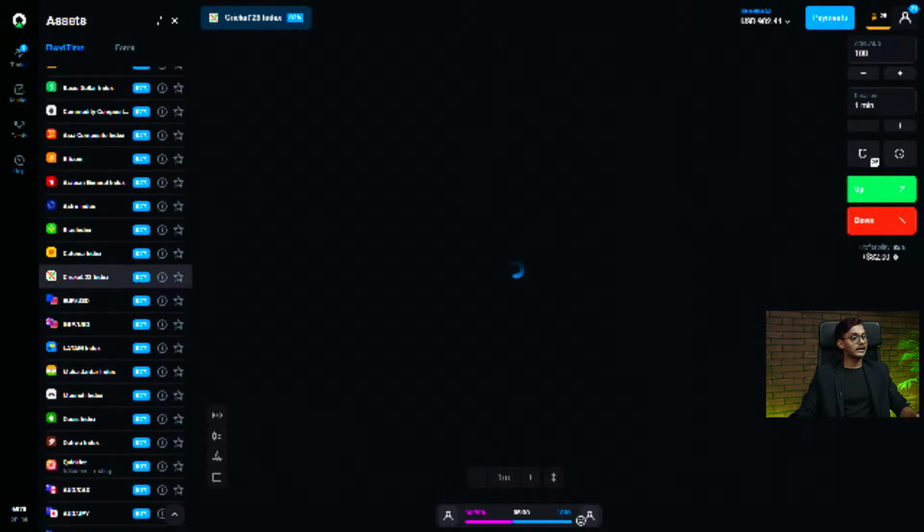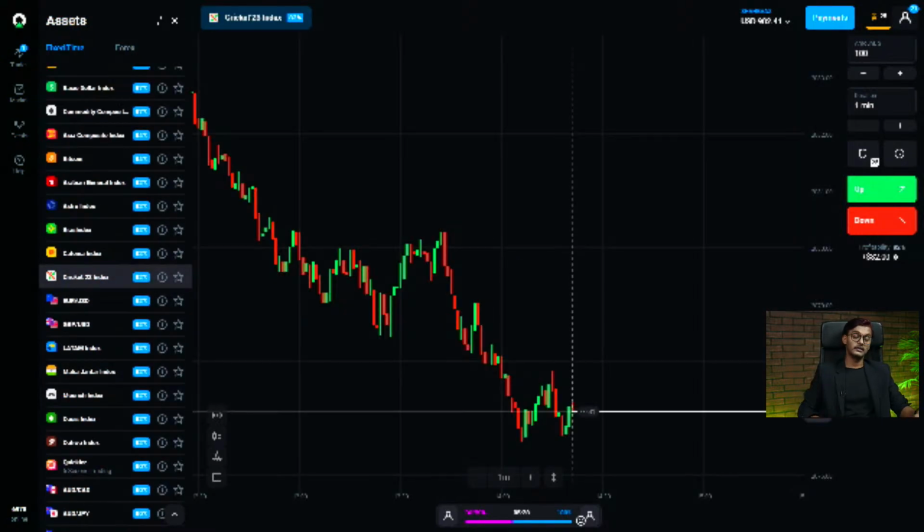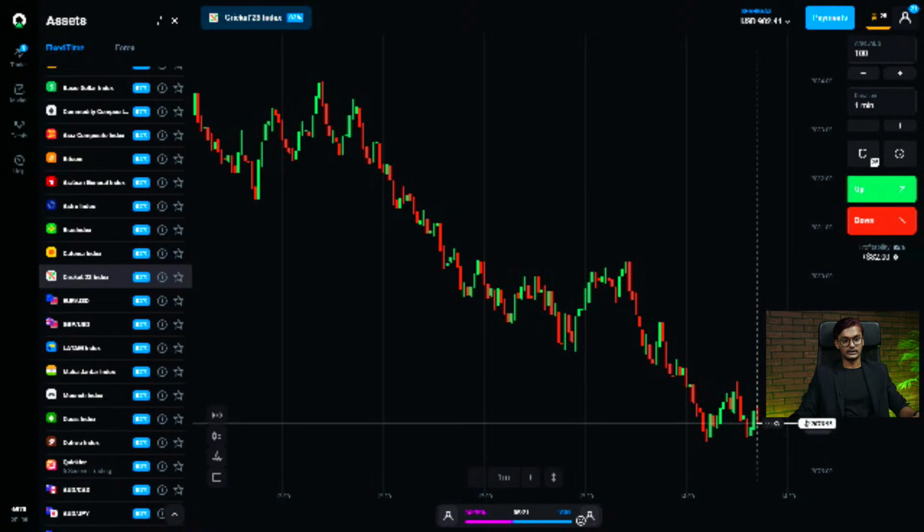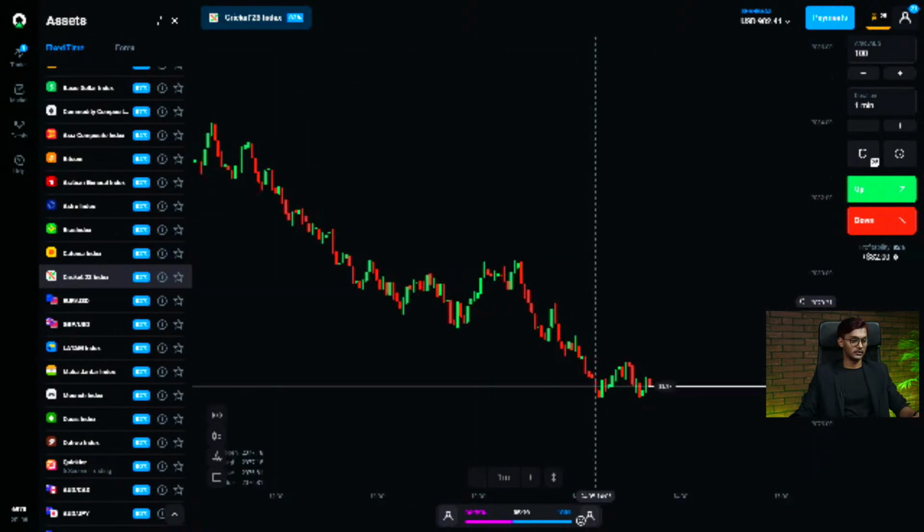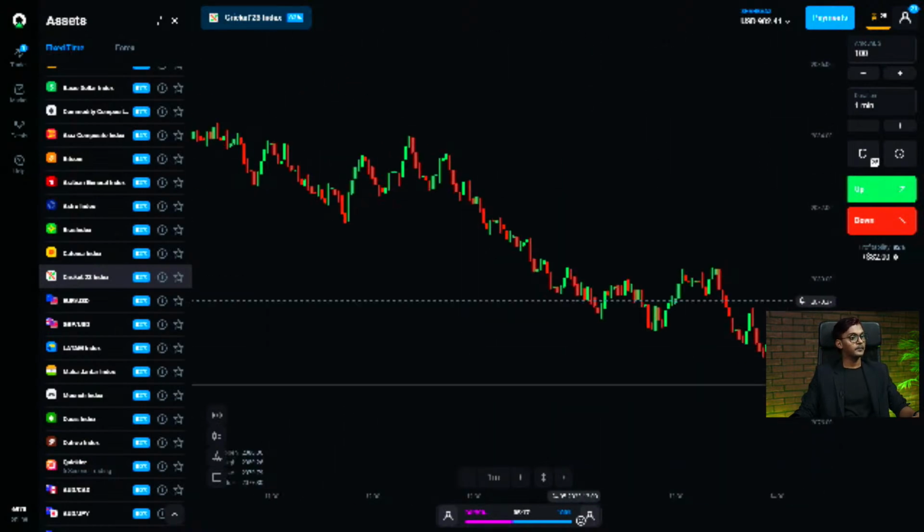There is also a Cricket 23 index, which, by the way, was recently introduced by Olymp Trade. So you can also trade on this. It is specifically for Indian users, so take advantage of this, guys.